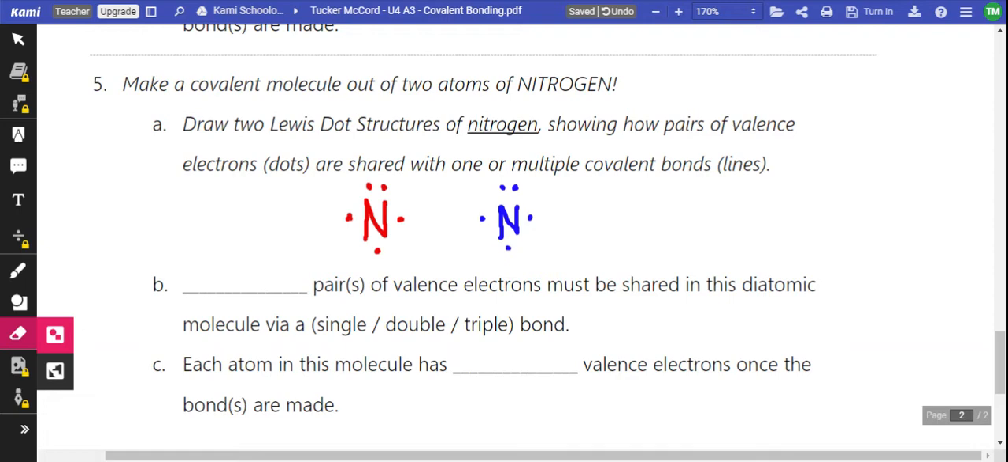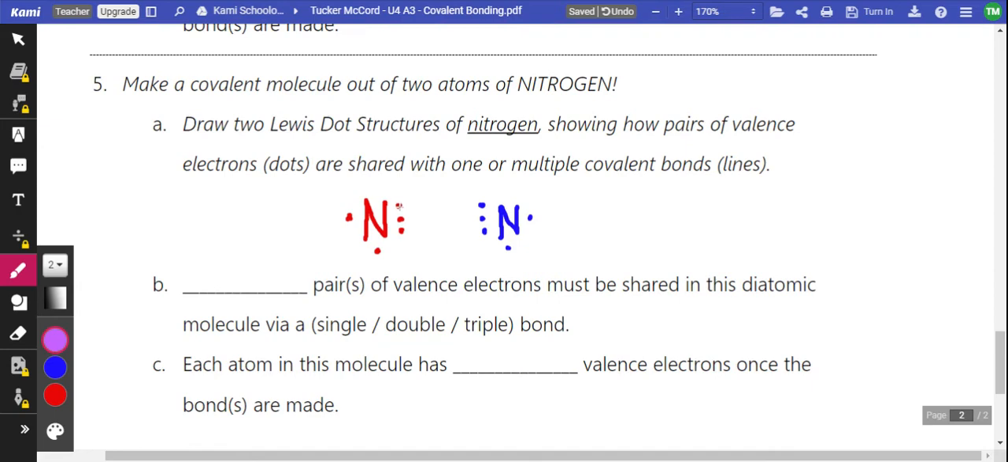Since I know I need to share 3 pairs of electrons here, I'm just going to line up three electrons right here. So they are ready to go. All right. We like to make bonds close to each other, not spread out. Otherwise, it gets confusing when you have more than just two atoms bonded together.